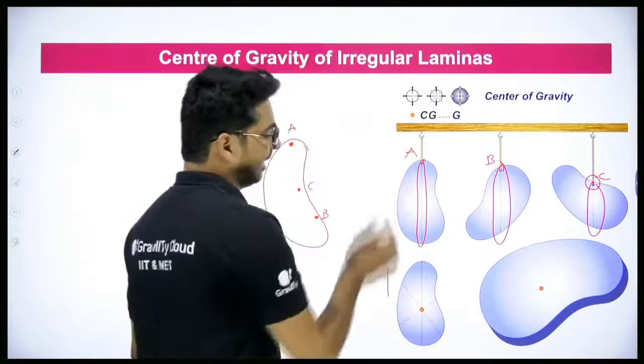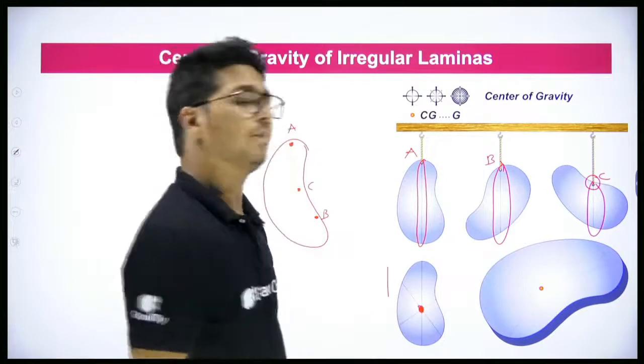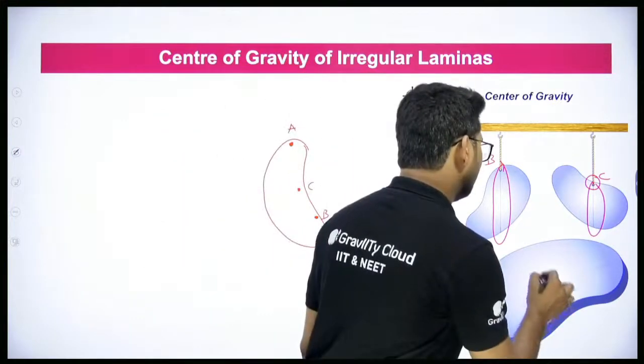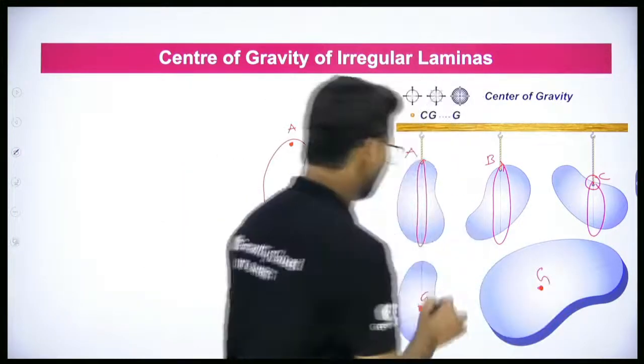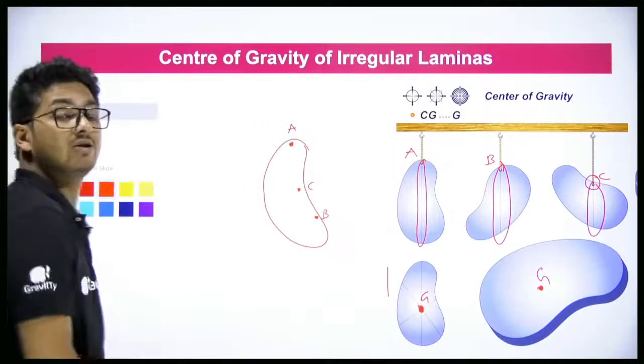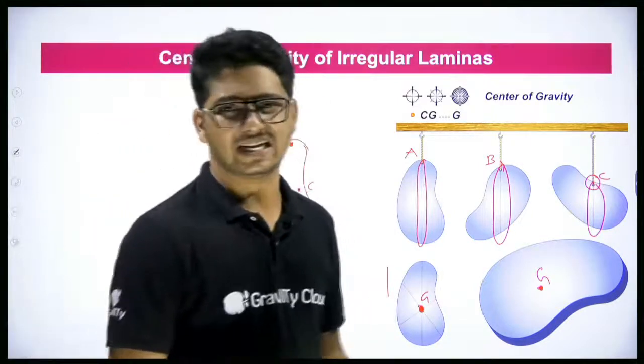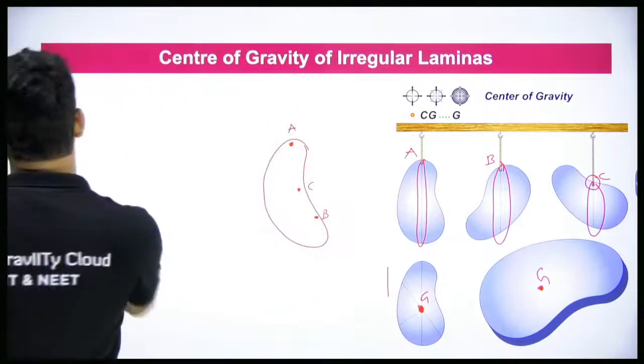And after that, wherever the lines meet, that point will be the center of gravity, capital G. Wherever the lines meet, that point is the center of gravity, G. Simple method, right? Very practical and very simple.